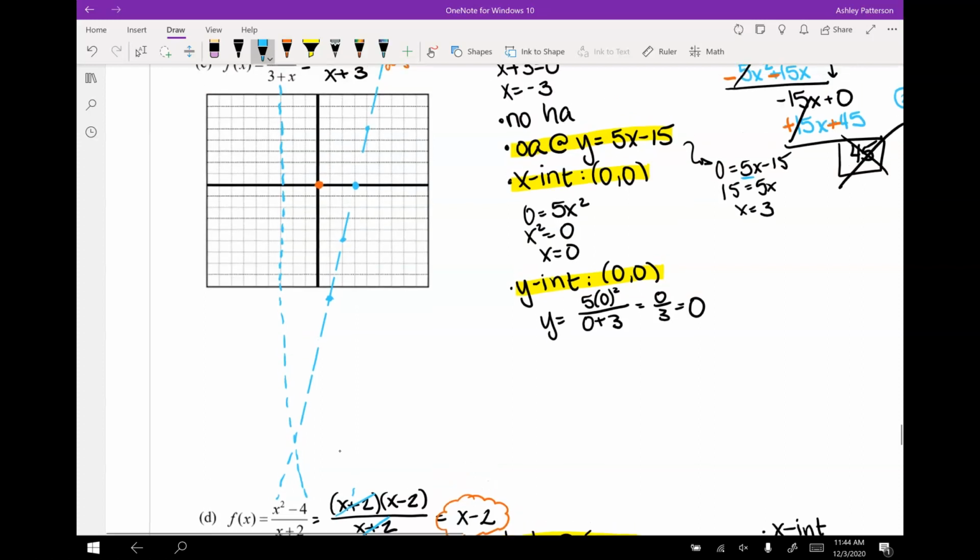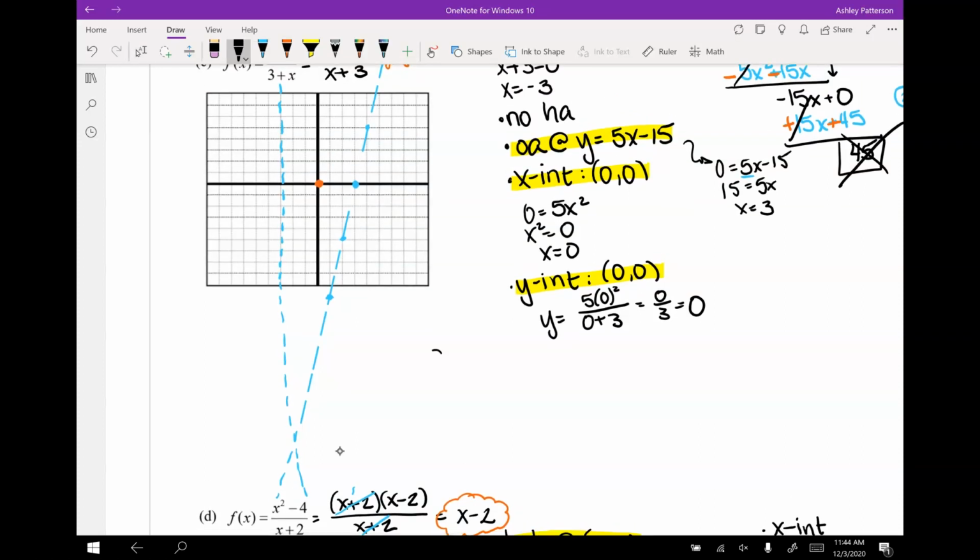Okay. Holy guacamole, our sign chart. Now, on example D, we didn't need to use the sign chart because it was a linear function. Here, definitely not a linear function. We need to put our vertical asymptote, which is at -3, on this sign chart, and we need to put the x-intercept, which is 0. So, this is my vertical, and this is my x-intercept.